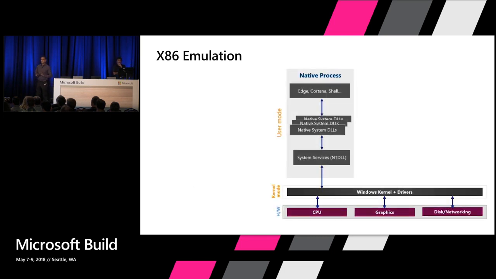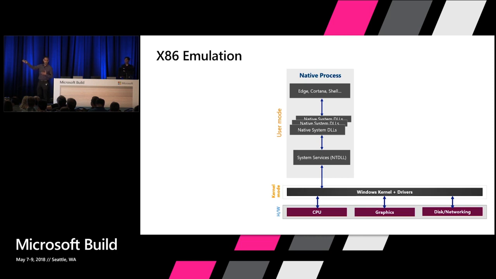So here's a quick system architecture diagram on what this looks like. Here you see a native application. Hari talked about this earlier. For example, Edge, Cortana, Shell, these are native ARM64 applications. Typically in a native process, you'll have an executable, which you see at the top. Then you have a bunch of system DLLs that they depend on. So system libraries, those are native.